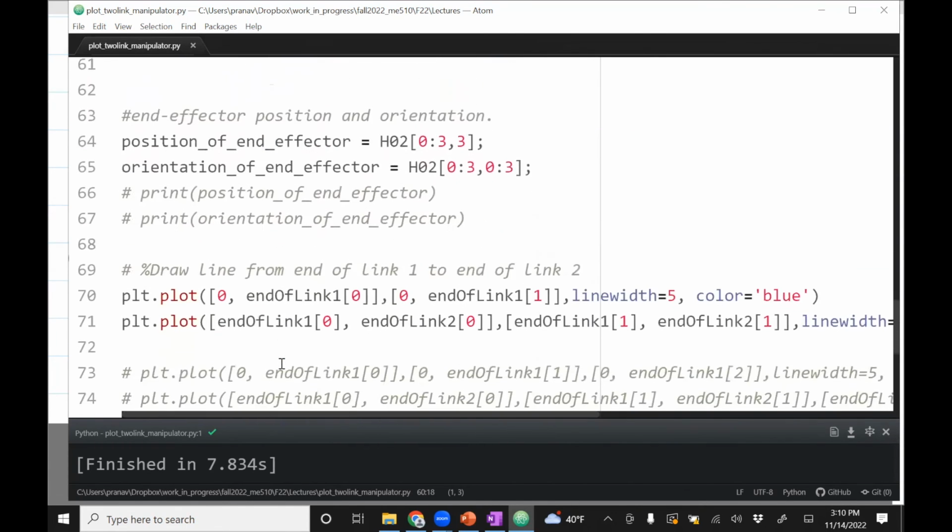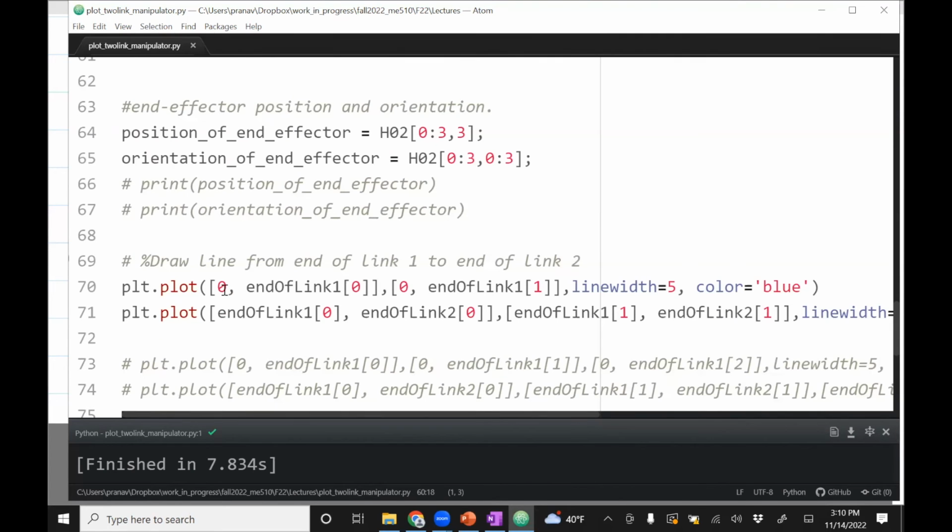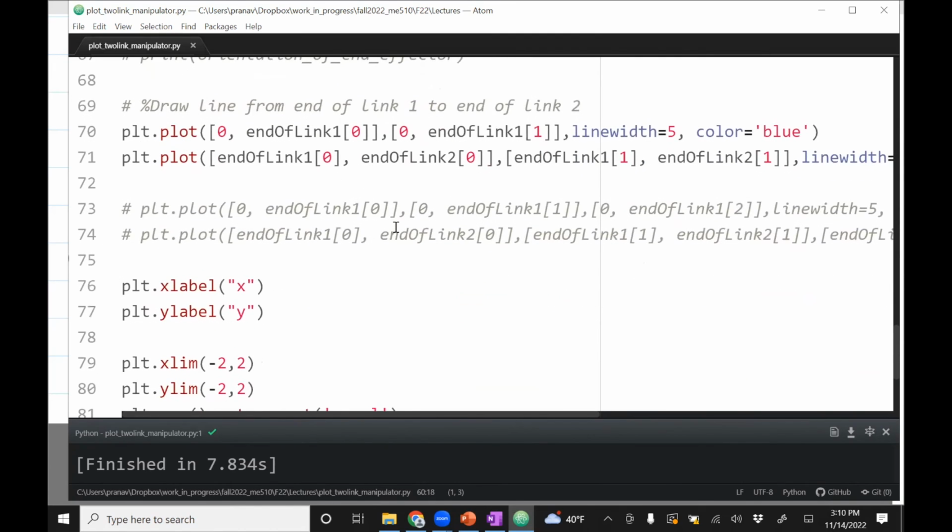To make the animation, essentially my manipulator starts off at 0, so I just put 0, 0. And this is 2D, so I just did not bother with the third dimension because it's a 2D plot. So X, Y for this end of link 1. So that's the first line, the blue line, which I showed in the animation. And then the red line was end of link 1, end of link 2, and so on. That came from H02.